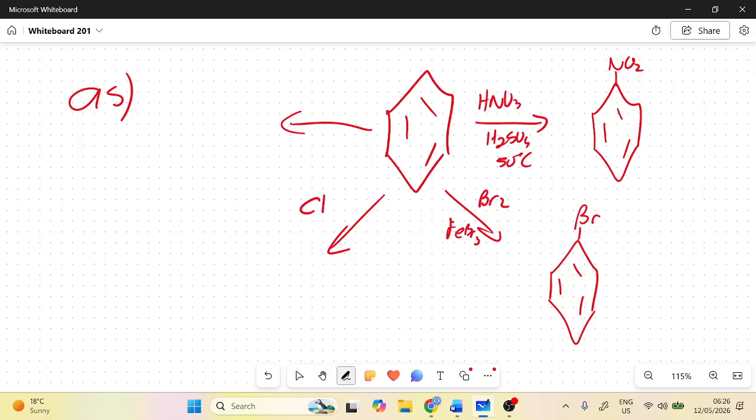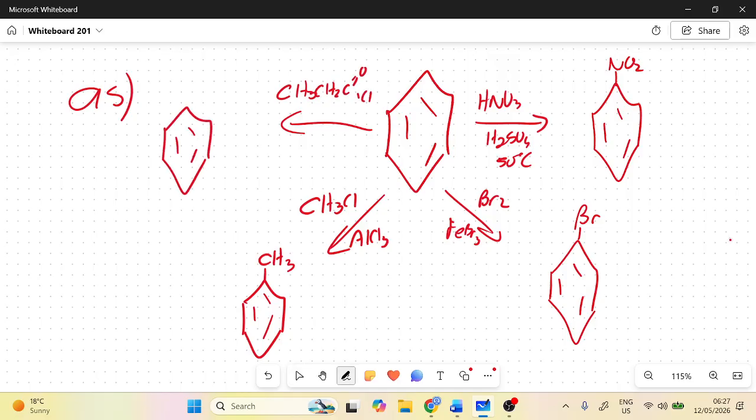Chloromethane with AlCl3. This is the addition of the methyl group, and propanoyl chloride will introduce the acyl group. With these you have sulfonation, and you also have addition of hydrogen and addition of chlorine.